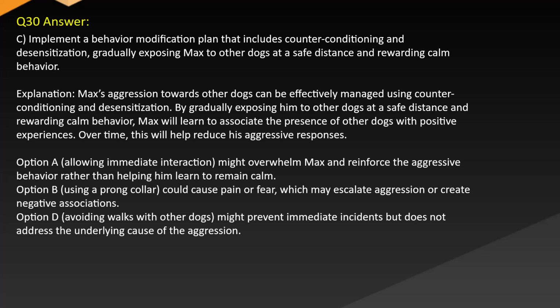Option A: allowing immediate interaction might overwhelm Max and reinforce the aggressive behavior rather than helping him learn to remain calm. Option B: using a prong collar could cause pain or fear, which may escalate aggression or create negative associations. Option D: avoiding walks with other dogs might prevent immediate incidents but does not address the underlying cause of the aggression.